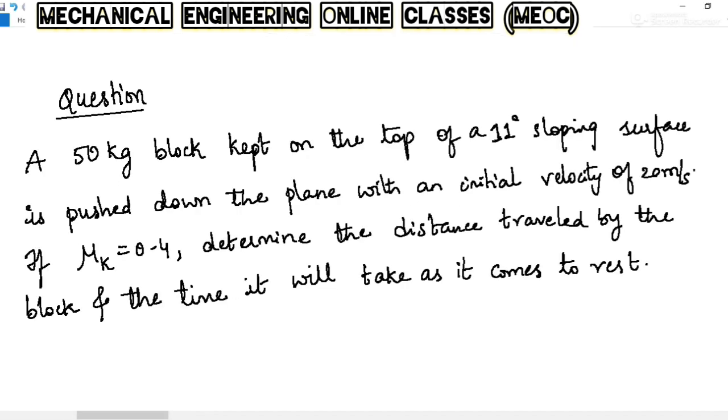Try to solve this problem. A 50 kg block which is kept on top of an 11 degree sloping surface is pushed down the plane with an initial velocity of 20 meter per second. If the coefficient of kinetic friction is 0.4, we should find the distance travelled by the block and the time it will take to come to rest. The right answer will get a heart.